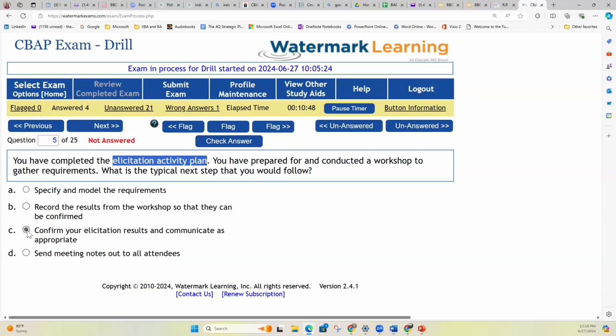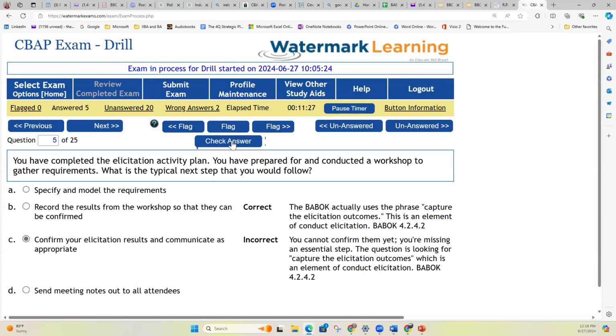Okay, and why does somebody like C? I think right now I have doubt between B and C, but somehow we need confirming elicitation results. I think it's C. I think it's C as well, because when you conduct a workshop, you plan a workshop, you execute it, and then the last bit will be to record and confirm the communication. Okay, I've got 2 votes for C. Let's check it.